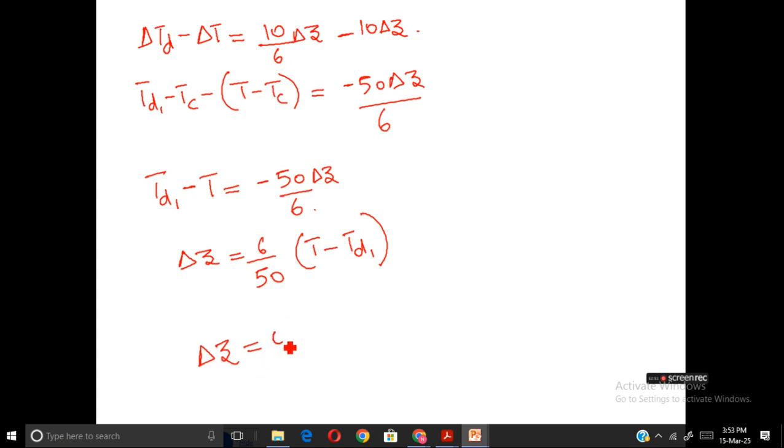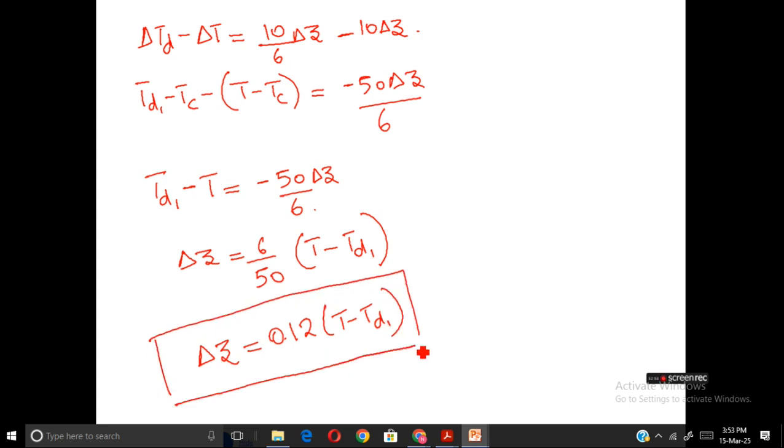So delta Z becomes 0.12 into (T minus TD). This is the equation to find delta Z, the base of the cloud from the surface. From Z equal to 0, delta Z is basically the height of the cloud. Based on the surface temperature and the dew point temperature at the surface, TD1, we can determine the height at which the cloud will be. We can calculate the height of the cloud base.